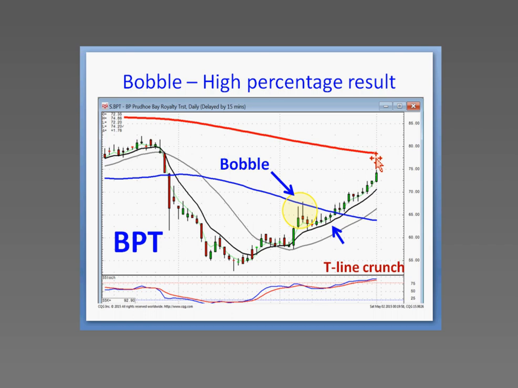I don't know what SCT matter in case of bobble. Oh, stochastics. Stochastics, no, usually your stochastics are also going to be doing kind of a J-hook pattern setup.